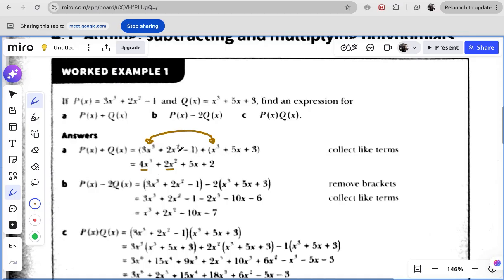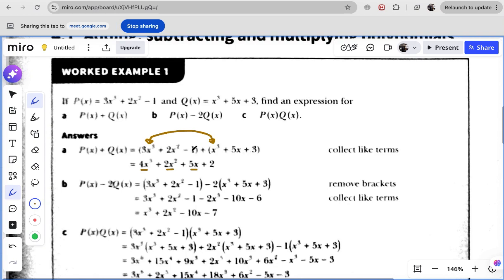Over here, there is no x to the power of 1. Only here we have it: 5x to the power of 1. So you write it only like that. Then you have minus 2, constant. This is a constant. This is also a constant.